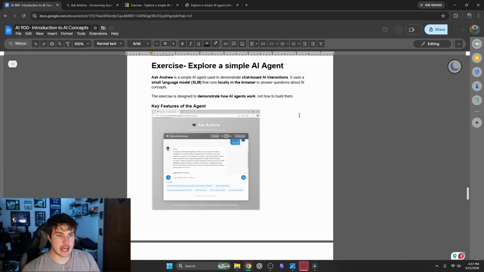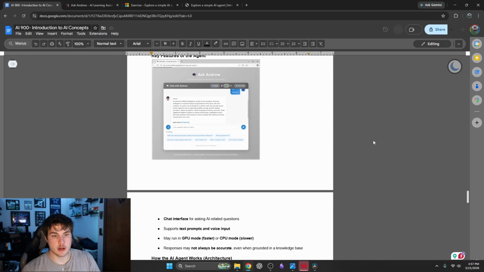Some key features of the Ask Andrew agent include a chat interface for asking AI-related questions, supporting text prompts and voice input, and the ability to run in GPU mode, which is faster, or CPU mode, which is slower. And you have to keep in mind that responses may not always be accurate even when grounded in a knowledge base.